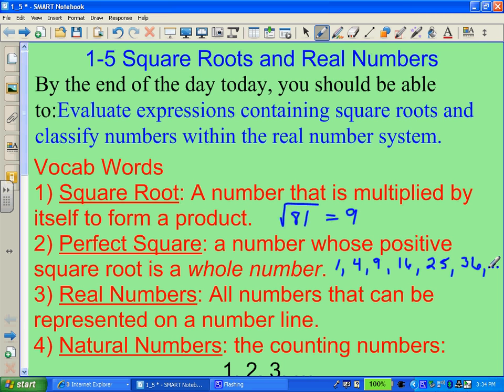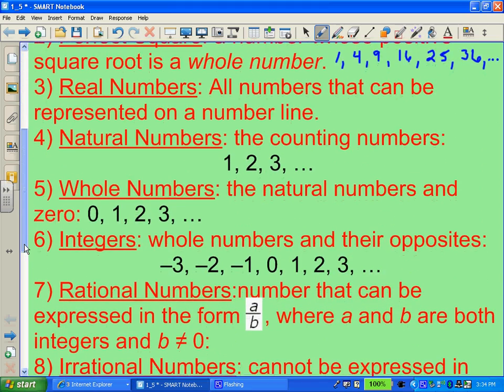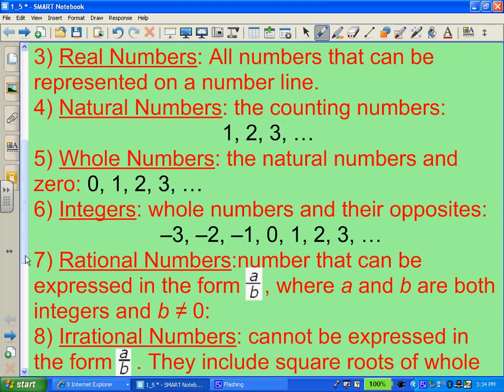Then the next thing you're going to be doing today is classifying numbers. And that's where the rest of these vocab words come from. These are the definitions of each classification. So again, I'll read through these for you, and you go ahead and write them down. Real numbers are all the numbers that we've been working with, and all the numbers you will be working with. There's actually something called imaginary numbers. That's why we even have to have a classification here. But you won't have to worry about imaginary numbers till you're in high school. So real numbers are all the numbers we'll be working with.